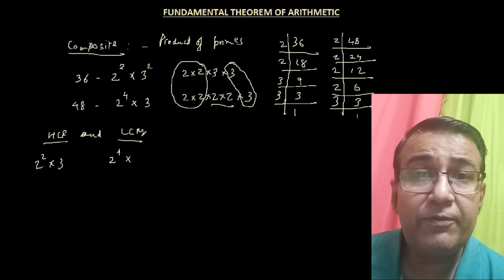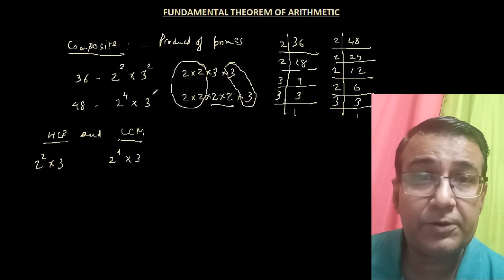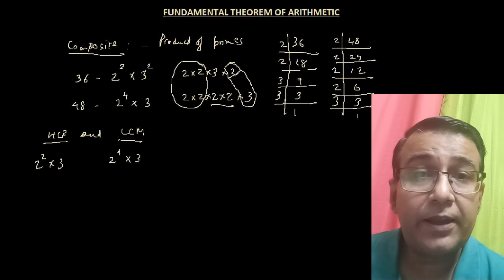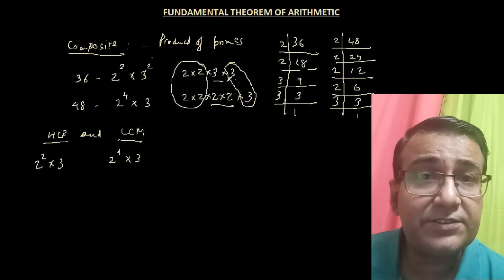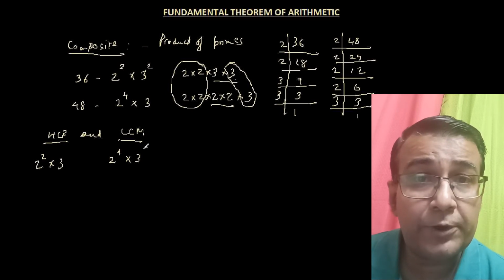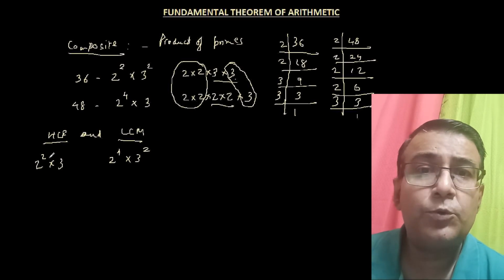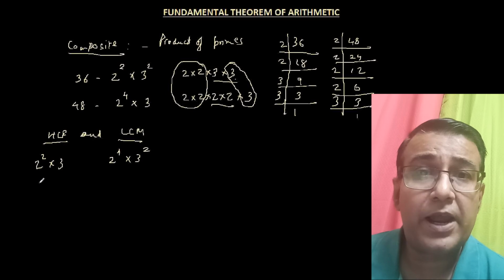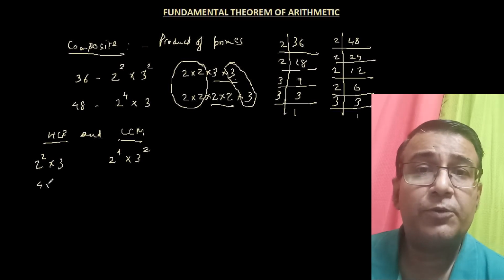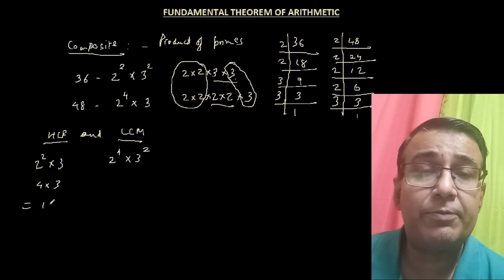So same way, if we are looking at the powers of 3, we have got a power of 1 here and a power of 2 here, because again in the HCF we left out this 3 that is there. So we are going to include that also. Now simplifying, the 2 square is 4 and 4 times 3. So 4 times 3 is 12. So the HCF will be 12.